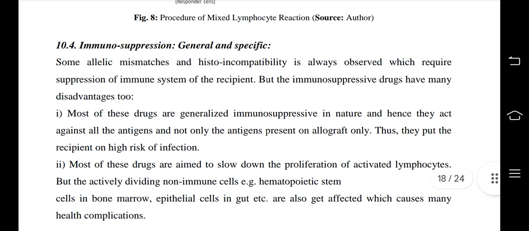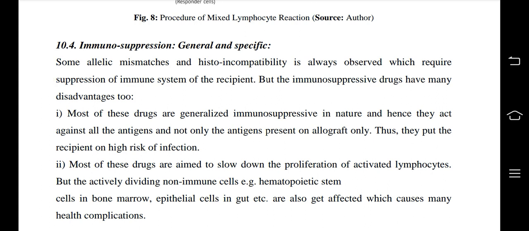Then immunosuppression, general and specific. Some allelic mismatches and histoincompatibility are always observed, which require suppression of the immune system of the recipient. But the immunosuppressive drugs have many disadvantages. Most of these drugs are generalized immunosuppressive in nature, and hence they act against all antigens and not only antigens present in the allograft.